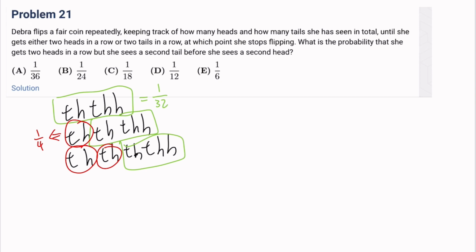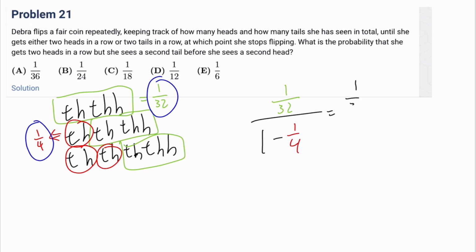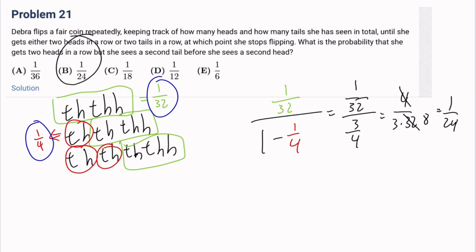So if you haven't noticed yet, this is going to be a geometric series because we have to add all of these values up. Our first value is 1 over 32. Our common ratio is 1 over 4, so it's going to be 1 over 32 over 1 minus 1 over 4, and so this is equal to 1 over 32 over 3 over 4. So this is 3 times 32 over 4. And so if these cancel out, that will give us 8. So this is 1 over 24. So the answer is B.